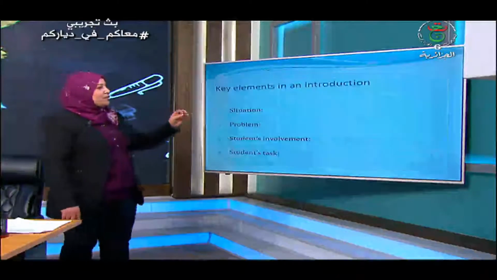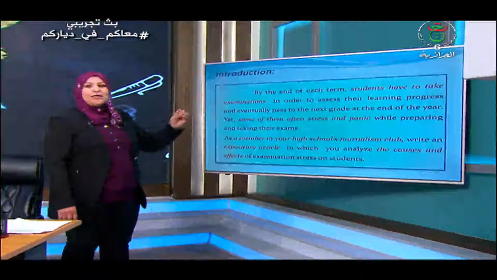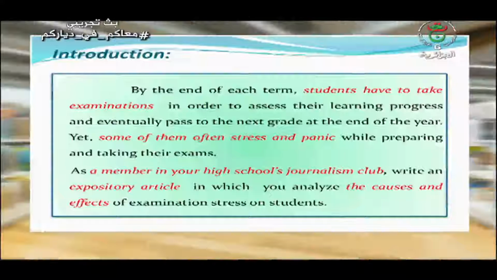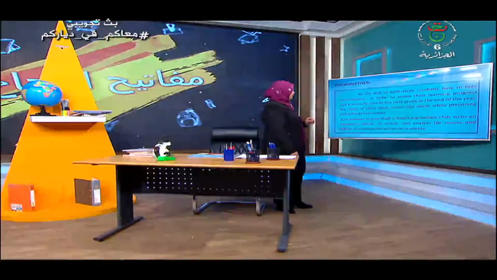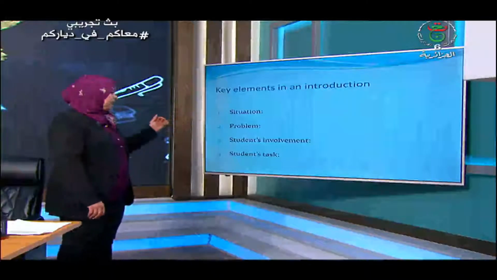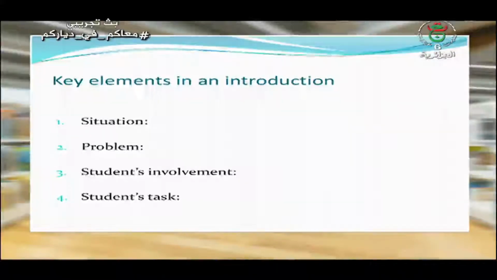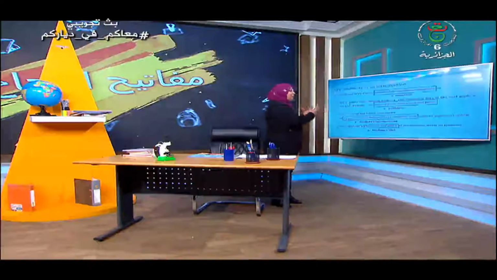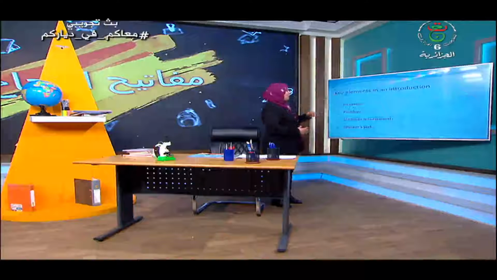As you remark, dear students, some parts of the introduction are written in red. Well, it's done on purpose. It is meant to help you highlight the key elements of the introduction. Now, what are these key elements? In fact, the key elements are the following. We can find the situation, the problem, students' involvement or your involvement, and also students' task or what you are supposed to write. Now, let's explain more these four elements in our introduction.